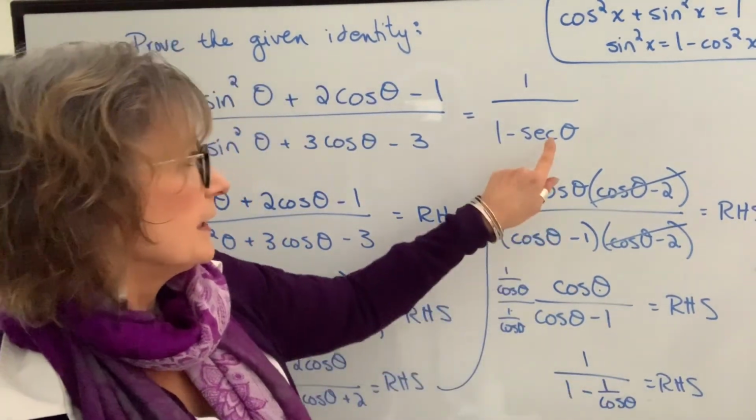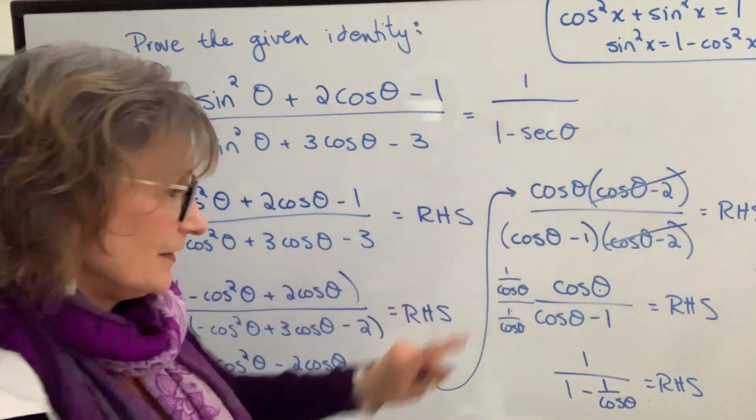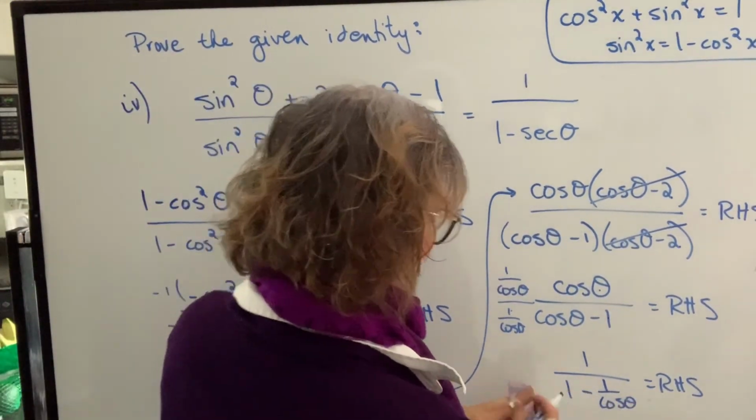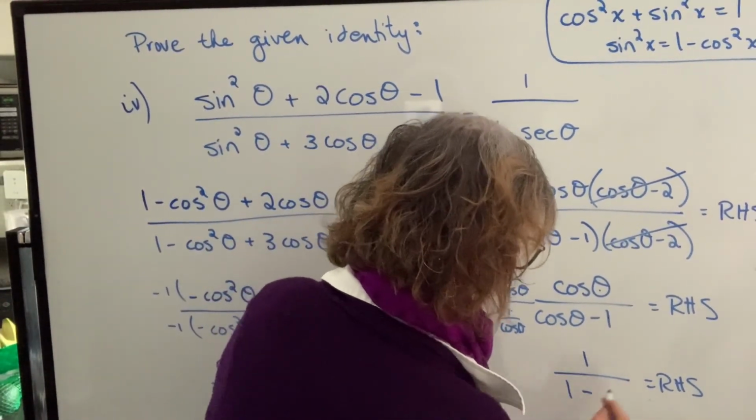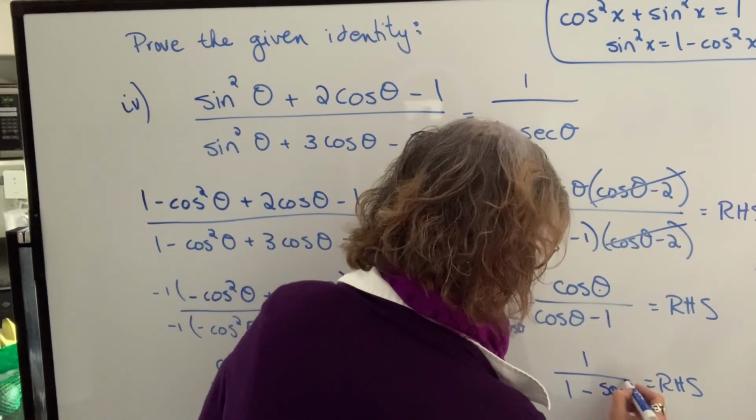1 over cos theta is indeed secant theta. So I don't have room, so I'm just going to erase this and replace that with secant theta.